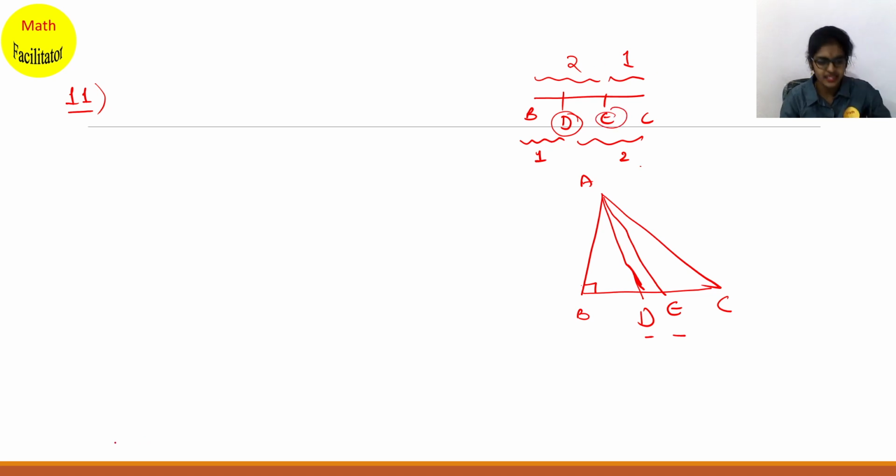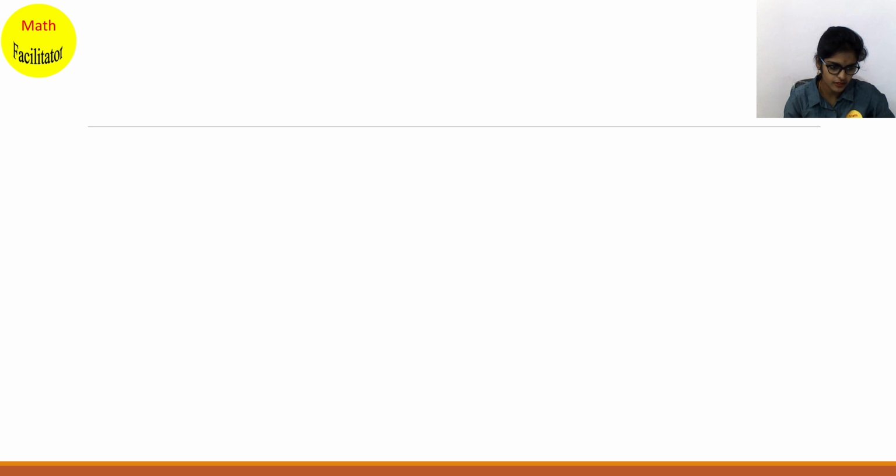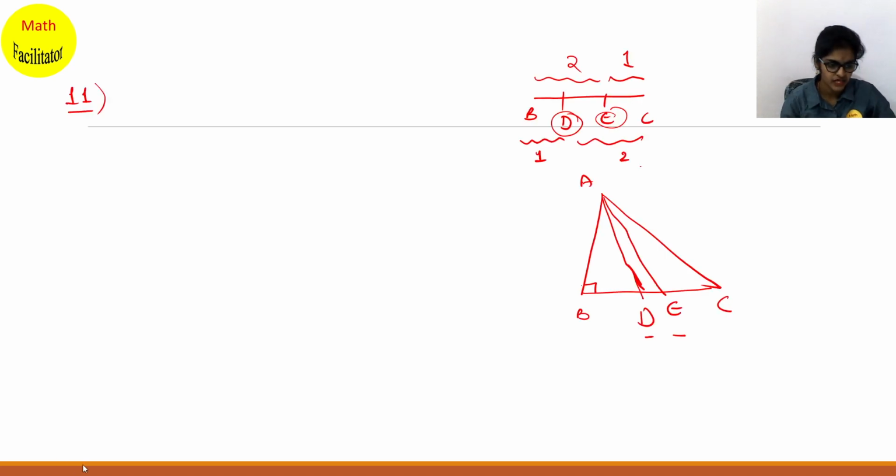So now if you clearly observe, BD is one part. Now here if you see, these are two parts. Now out of these two parts, EC is one part. That means this is one part. So the remaining DE is one part.